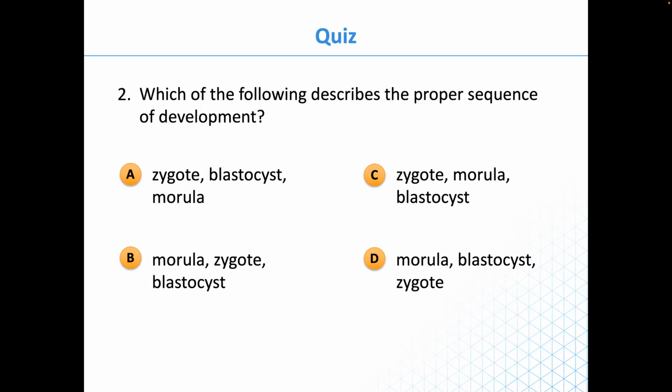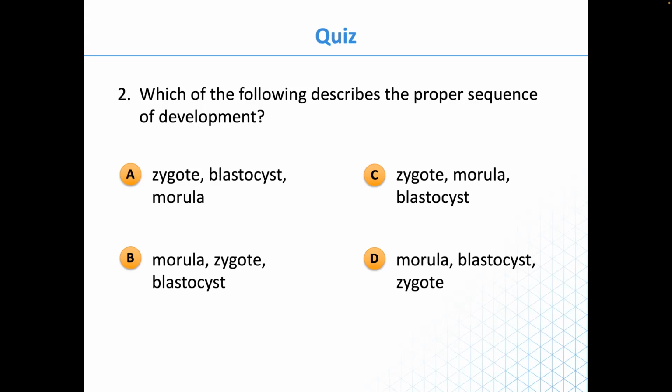No, that's called the morula. So it forms a morula, then after that, additional multiple divisions happen, so it forms a blastocyst. So the answer is C. All right. So the zygote is before the morula and the morula is before the blastocyst.